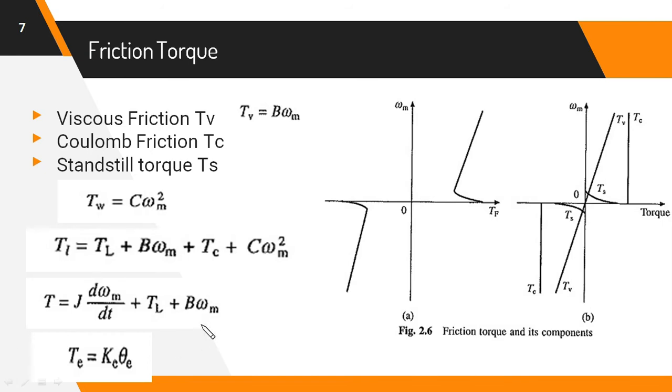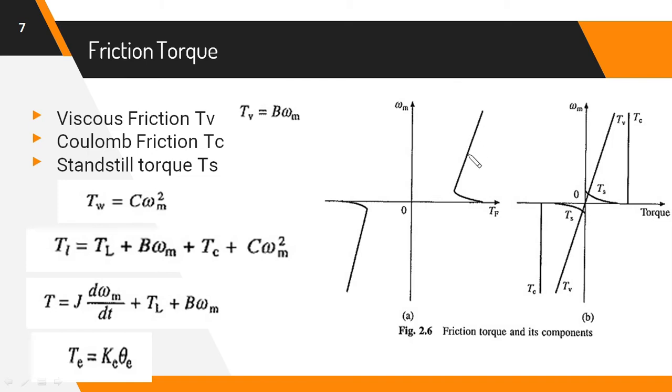And if torsional elasticity in a shaft coupling is present, then we have to consider the coupling torque also. Coupling torque is nothing but T equal to Ke, the coupling constant, times theta e, where theta e is the torsion angle of the coupling in radians. From the graph we can see these are the three: friction torque, standstill torque and coupling torque. If we add them together, it will look like this.